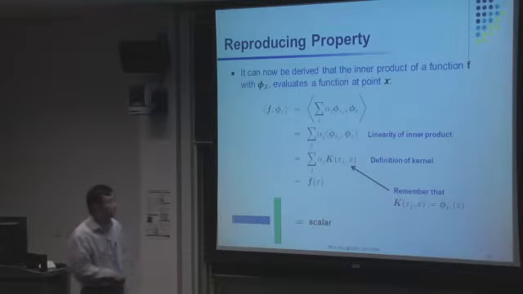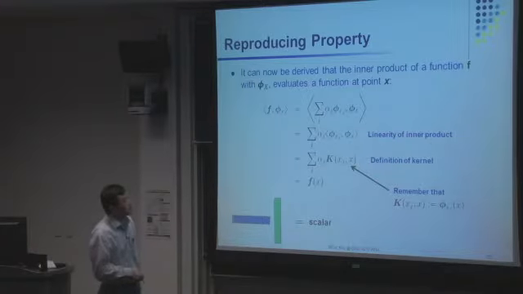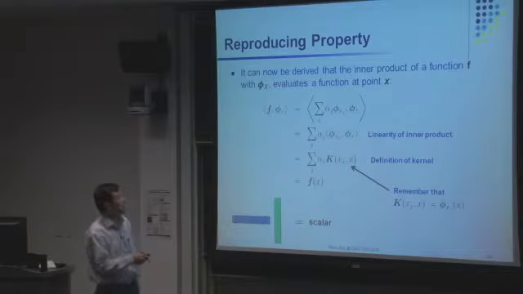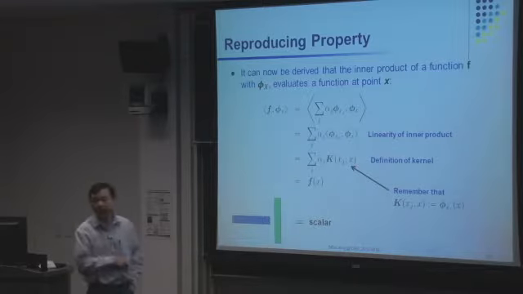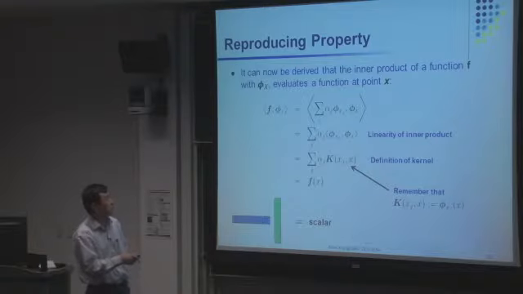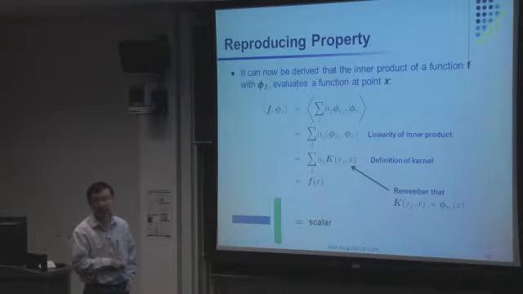Okay. So what does this mean? This means that the evaluation of a transformation of a point into that reproducing kernel space through the function phi is equivalent to just the inner product of this particular feature and the function itself. That actually gives you an evaluation of f(x).